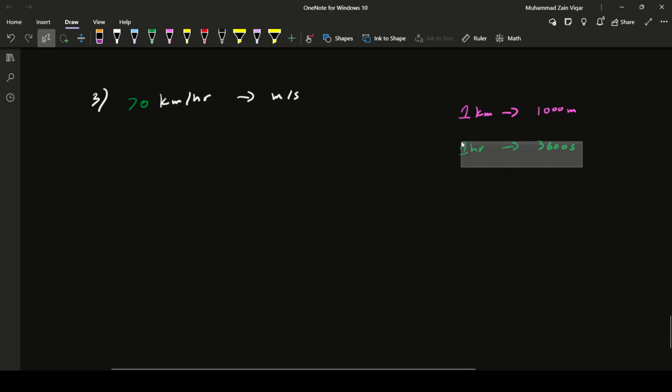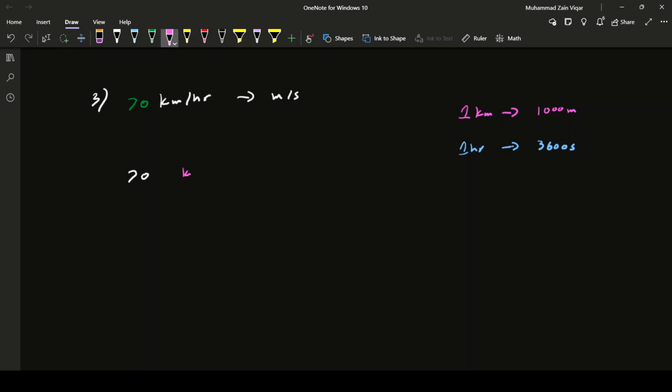Let me just change the color of this. Now what I do is I have the number 70 kilometers divided by hour.